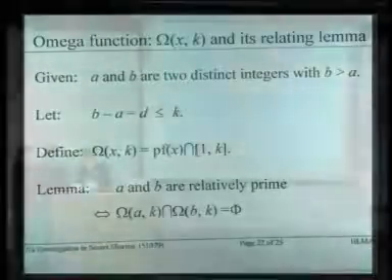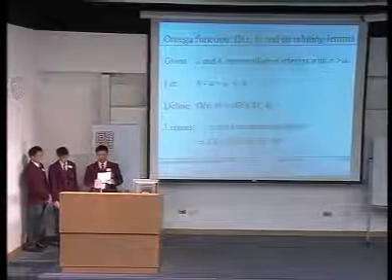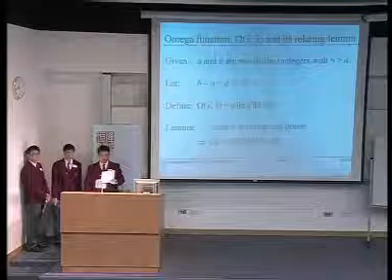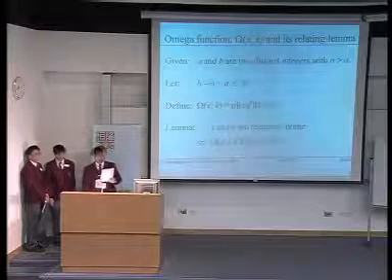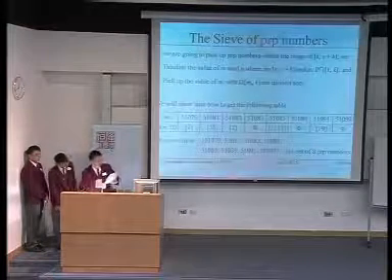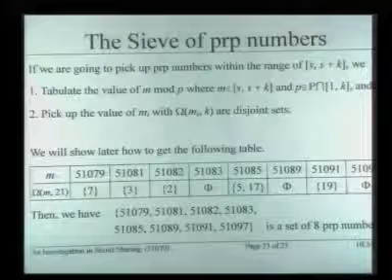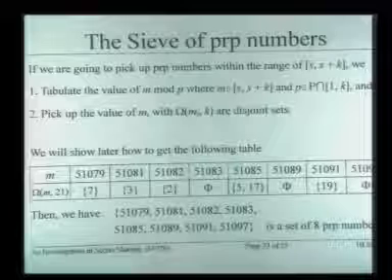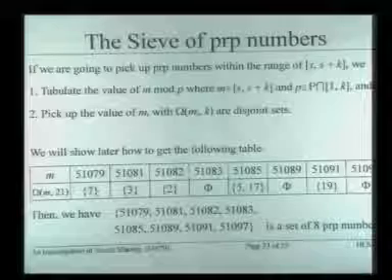Before discussing the second method, we define omega xk as the prime factor set of x with prime factors counting from 1 to k. A and B are relatively prime if and only if omega ak and omega bk are disjoint, where k is not less than b minus a. First, we tabulate the value of m modulus p, where m counts s to s plus k, and p are the primes counting from 1 to k. Second, we pick up the values of mi with omega mik being disjoint sets. In this report, we found PRP numbers from 51079 to 51100.